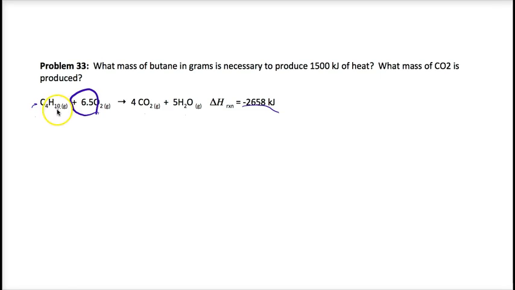So let's check this out. What mass of butane is necessary? You figure it out and see how you do. When you're done, hit the start button again.